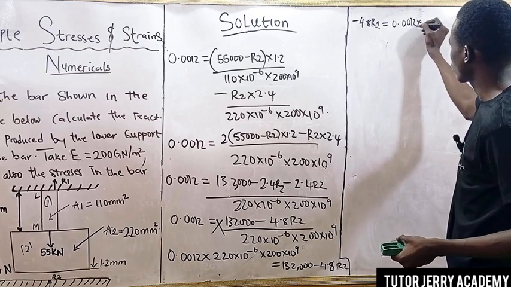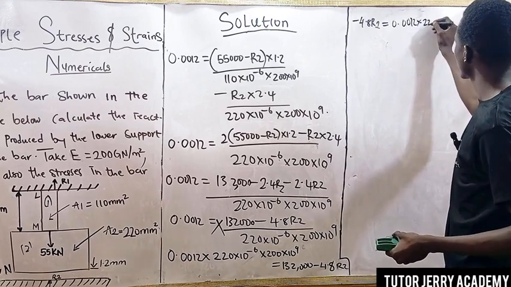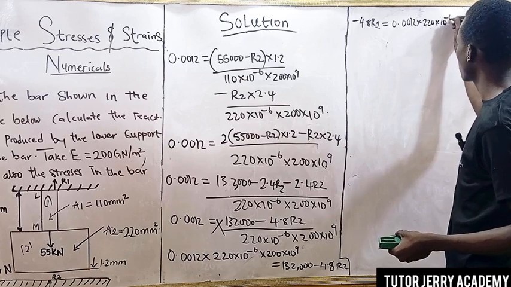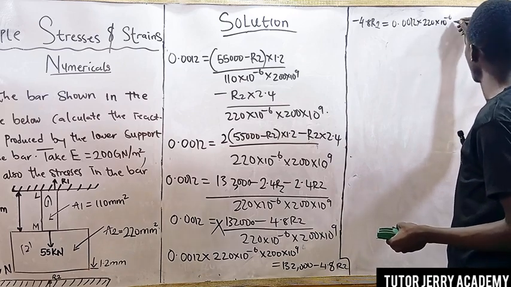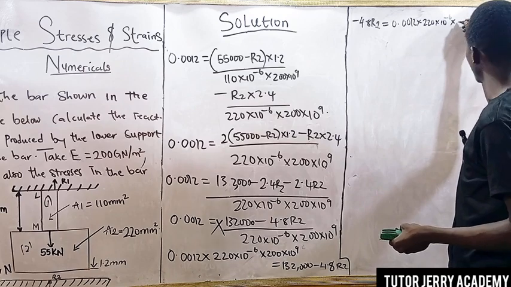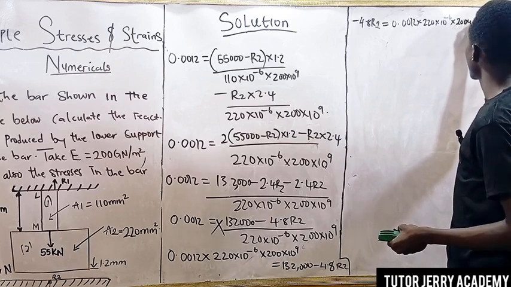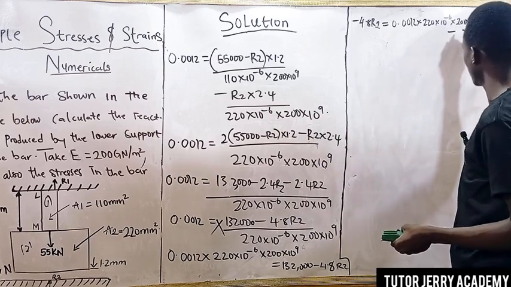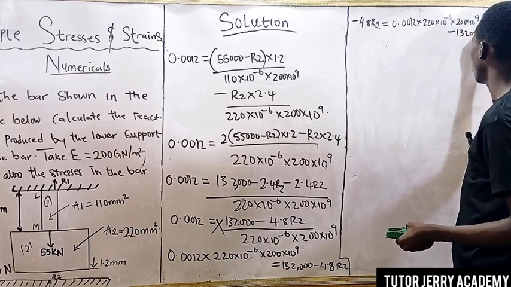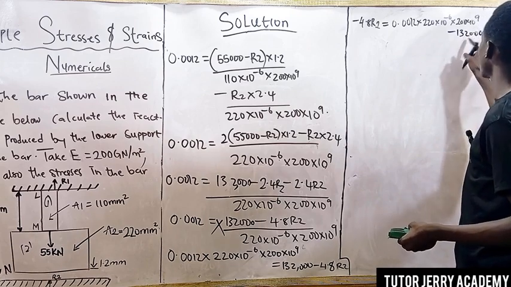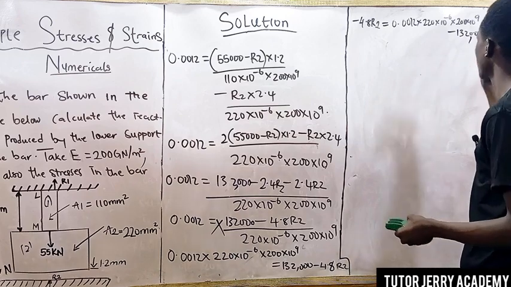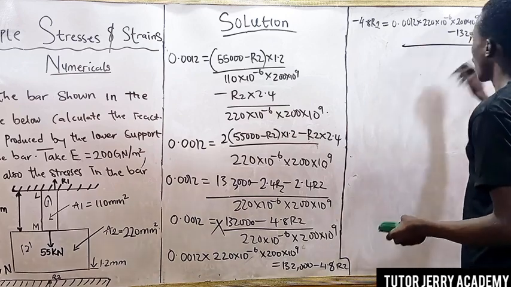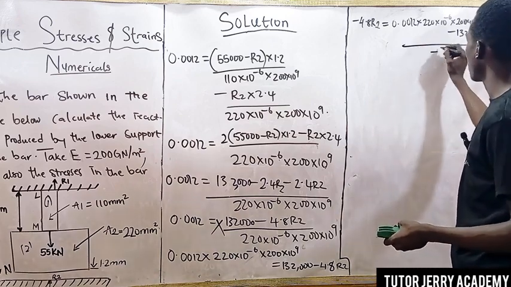0.0012 times 20 times 10 to the power of minus 6 multiplied by 200 times 10 to the power of 9 minus 13,000, 132,000 rather. Don't forget, I divide everything by minus 4.